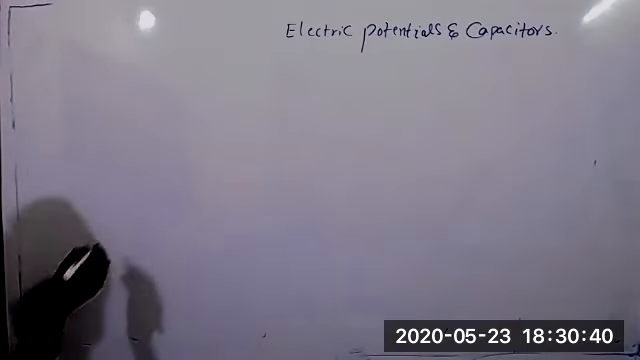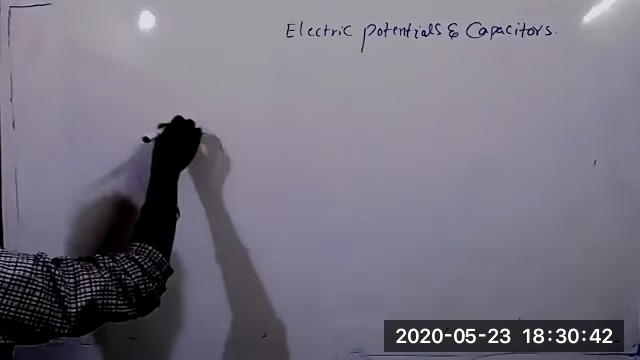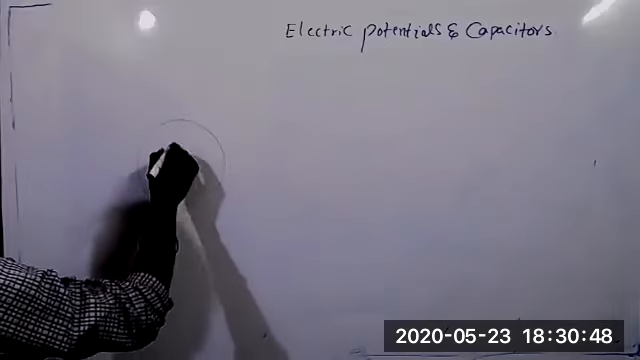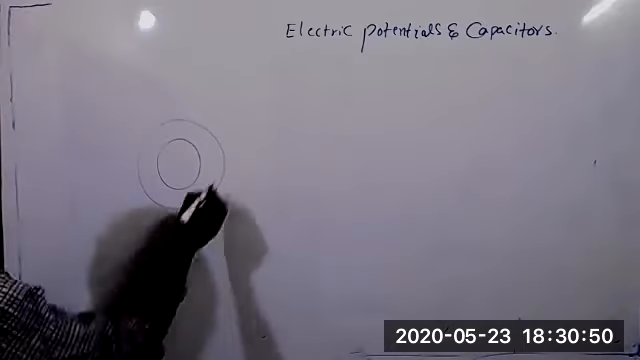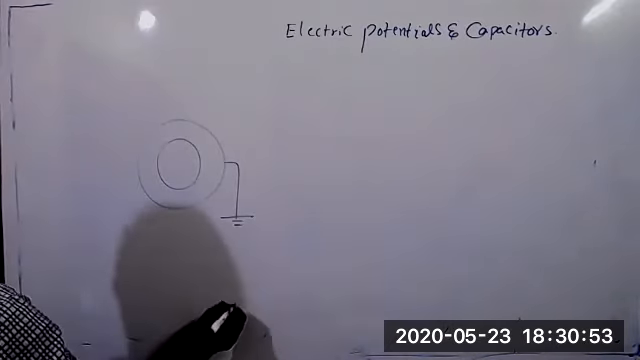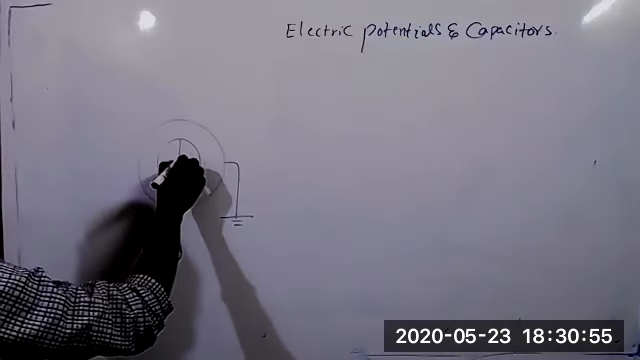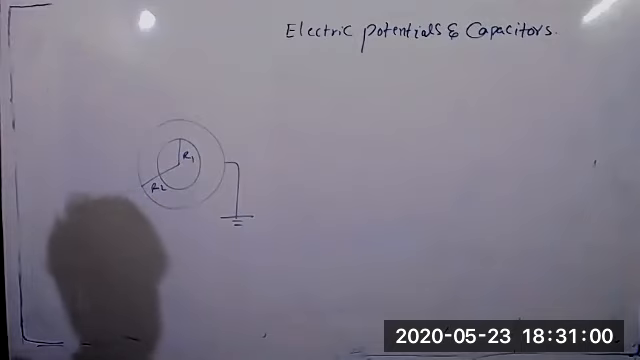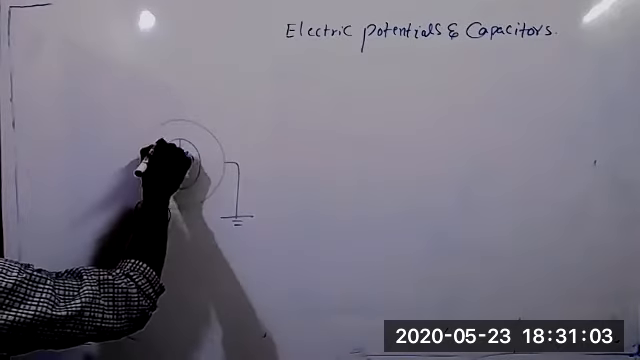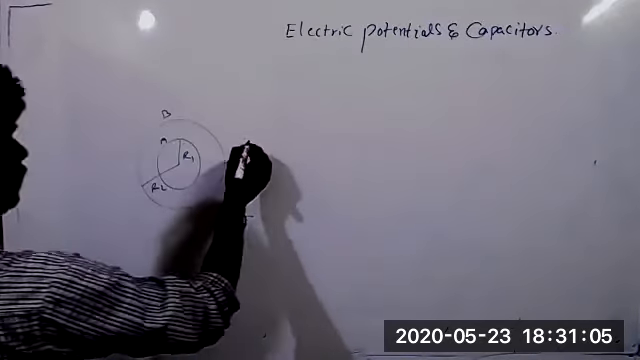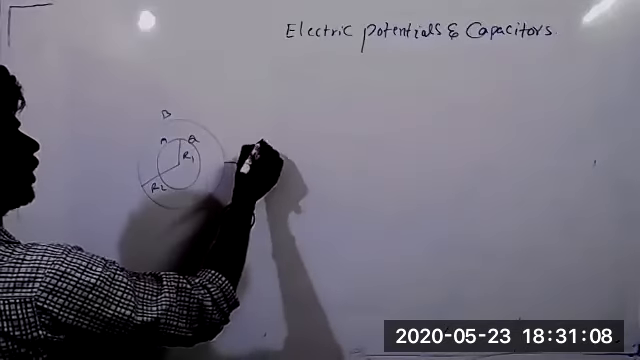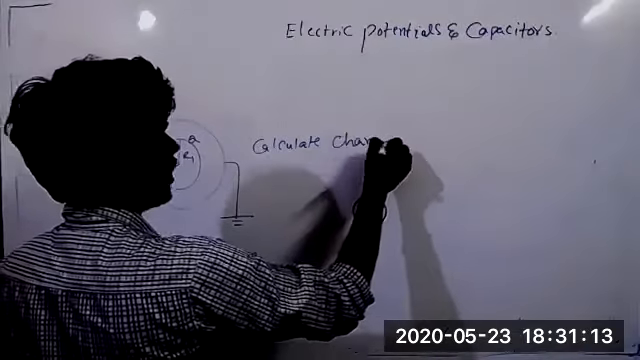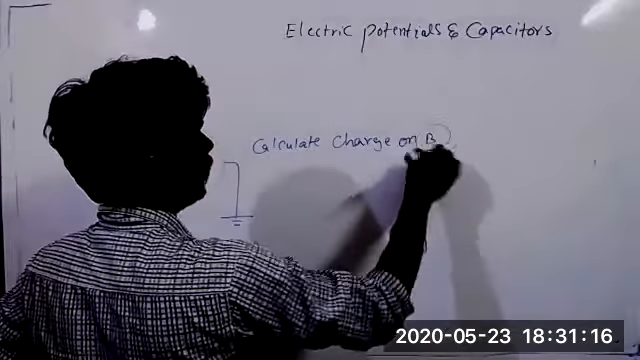Now one more model. When they have given two circles like concentric shells, and one of them is grounded, this type of sums we did. If A has radius R1 and B has radius R2, and charge Q is given, calculate the charge on B. You know how to calculate now?